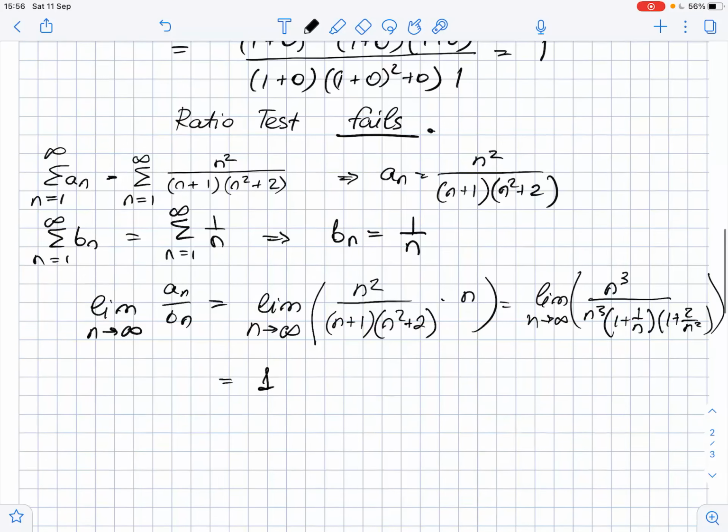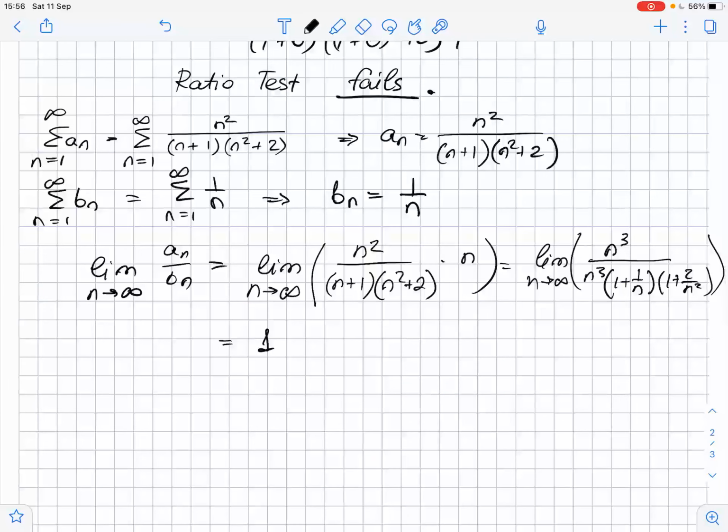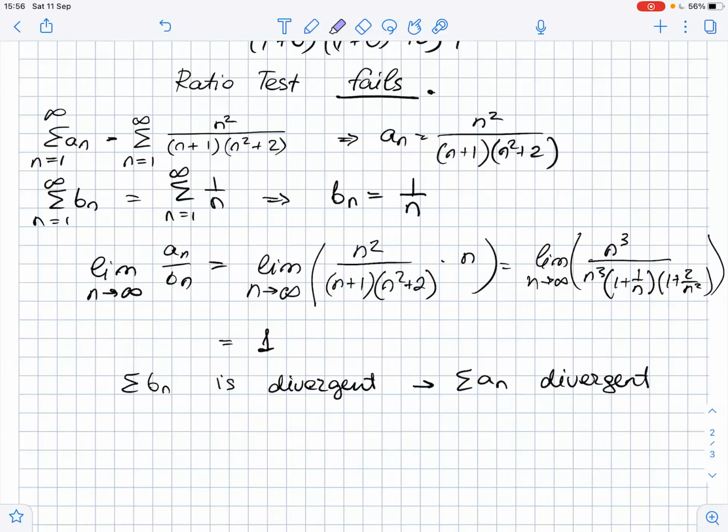We know that b_n equals 1 over n, so using the p-series test, we get that series b_n is divergent. And according to the comparison test, series a_n is also divergent. So that means that our initial series, our given series, is divergent.